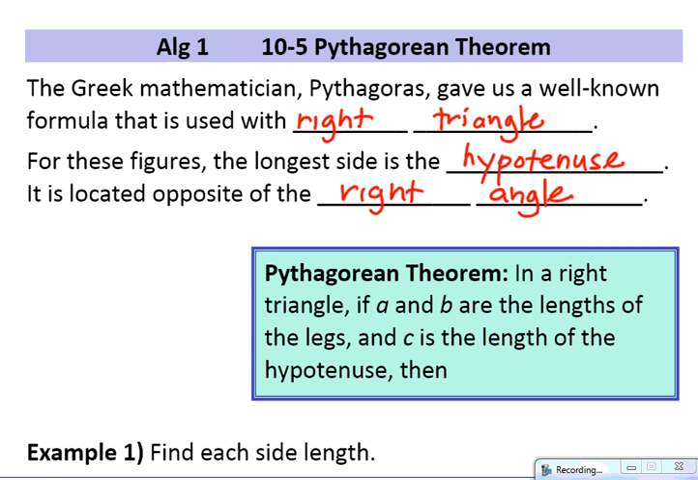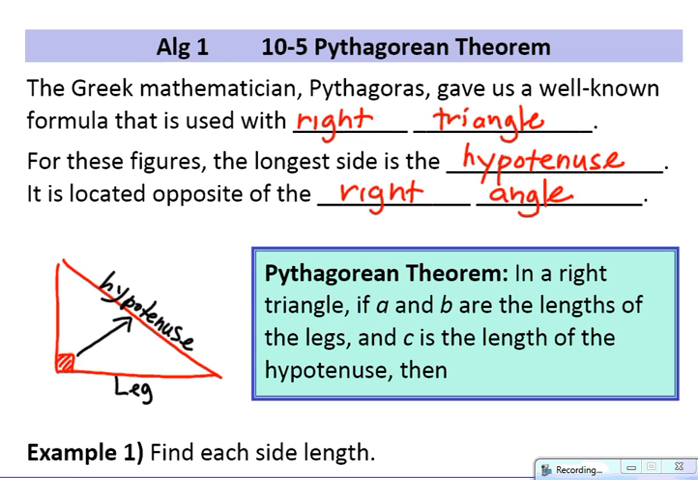So if I were to draw a right triangle here, it's a triangle that has a right angle that's indicated by this little square right in this one corner. The hypotenuse is opposite of it, so opposite over here would be the hypotenuse. The other two sides are called the legs. So each of those are legs, but the opposite of the right angle is the hypotenuse.